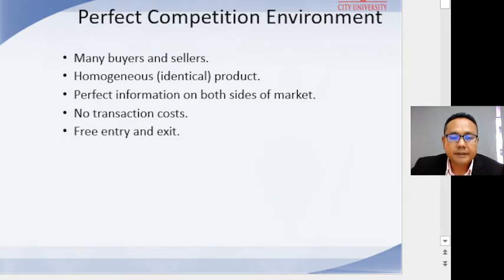As you can see from the fifth condition, the assumption of free entry and exit simply implies that additional firms can enter the market if economic profits are being earned, and firms are free to leave the market if they are sustaining losses. As we will show later in this chapter, this assumption implies that in the long run, firms operating in a perfectly competitive market earn zero economic profit.